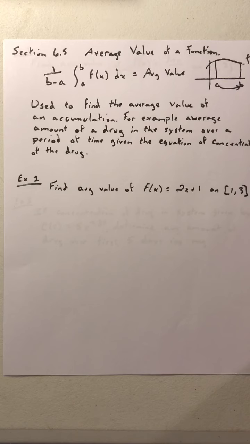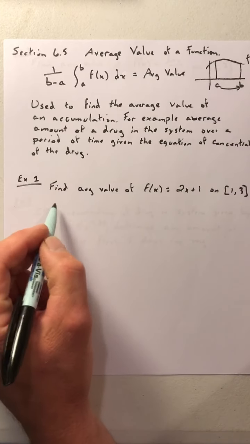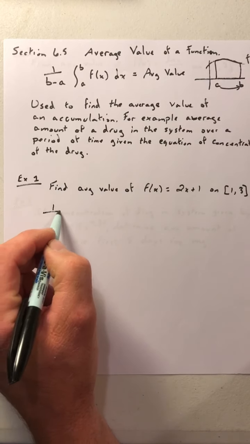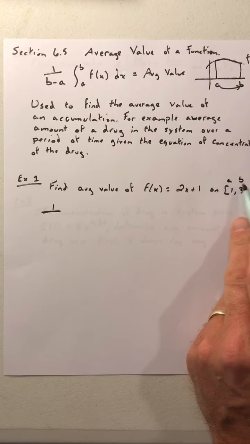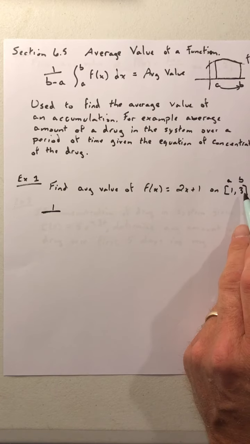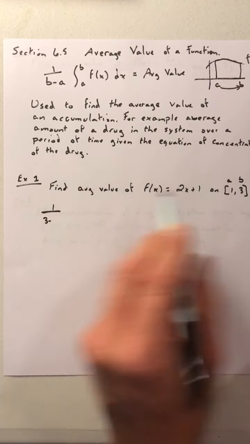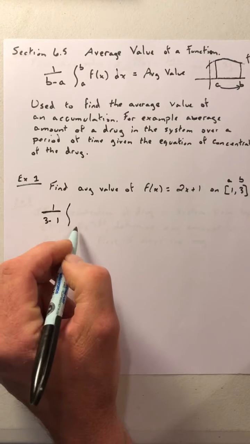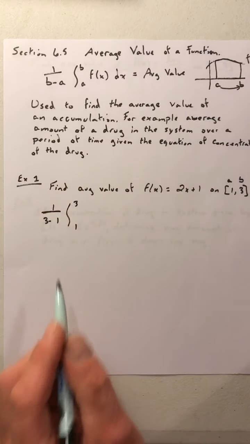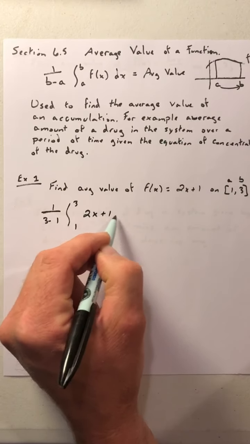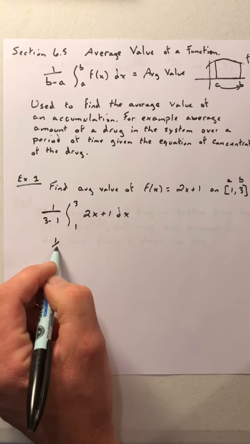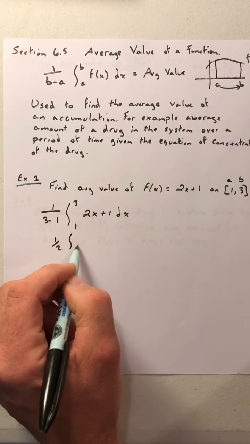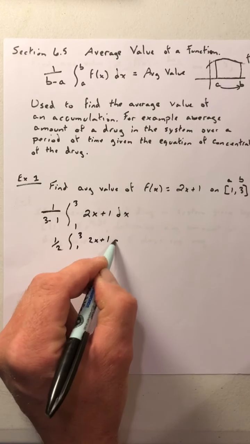Find the average value of f of x equals 2x plus 1 on the interval from 1 to 3. So again, our average value is 1 over b minus a. Our interval is going to tell us our a and our b value. So in this case, our b is 3 and our a is 1. Going from the integration of 1 to 3 of the function 2x plus 1 dx. All right, so we have 1/2 the integration from 1 to 3 of 2x plus 1 dx.